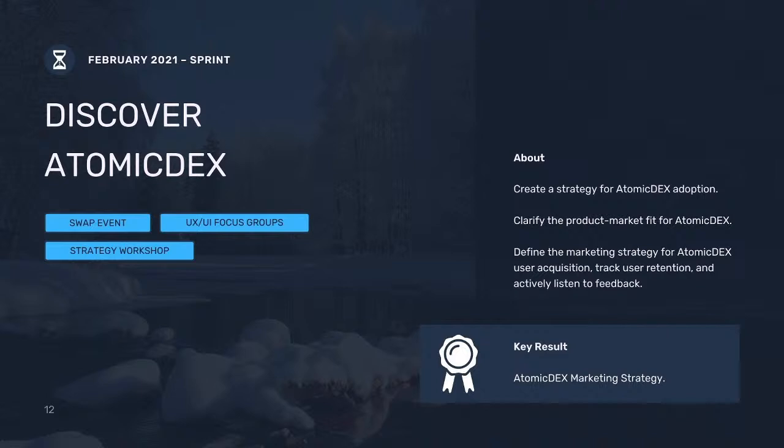I'm just expecting a lot of good community feedback about how we can grow AtomicDEX and the various ways that's possible, whether that's the user journey, referral programs, swap competitions, analyzing other projects and exchanges and comparing them to AtomicDEX. So yeah, I'm looking to have a deep dive into that topic and see what we find from that.